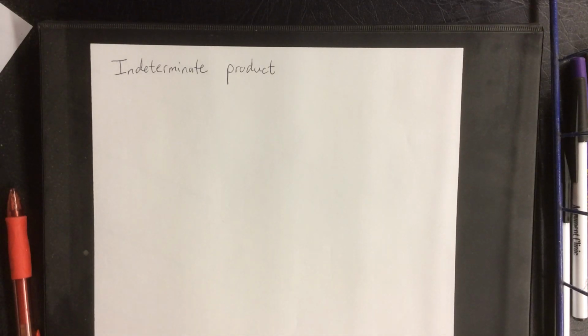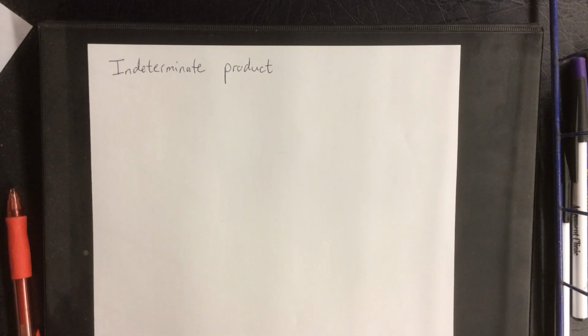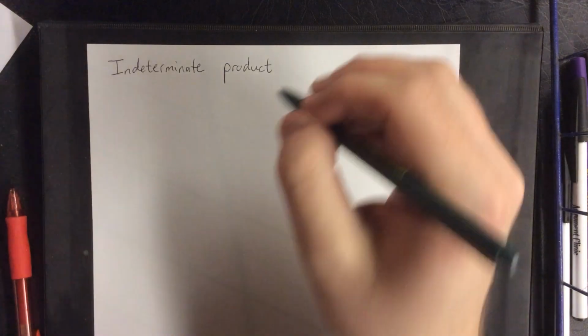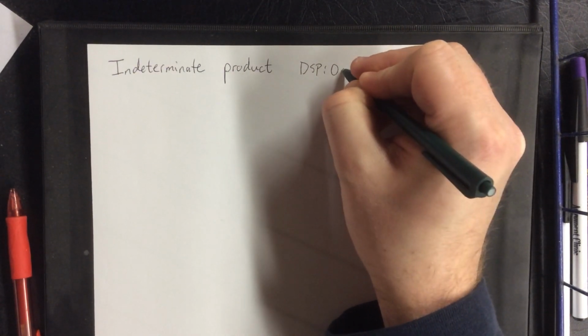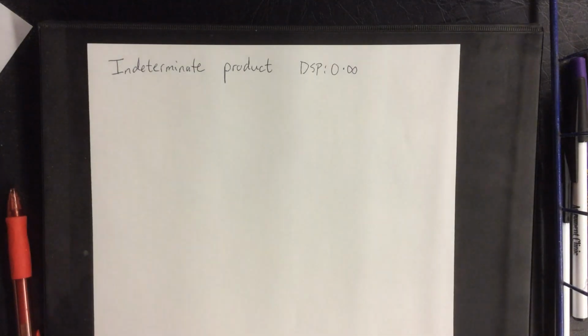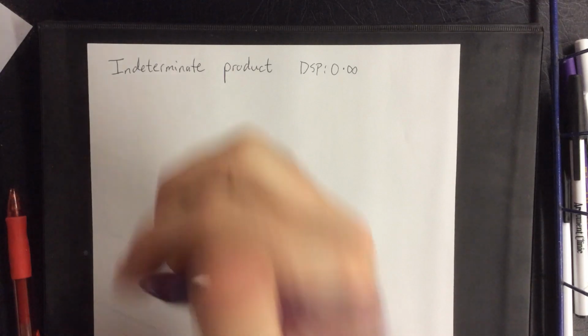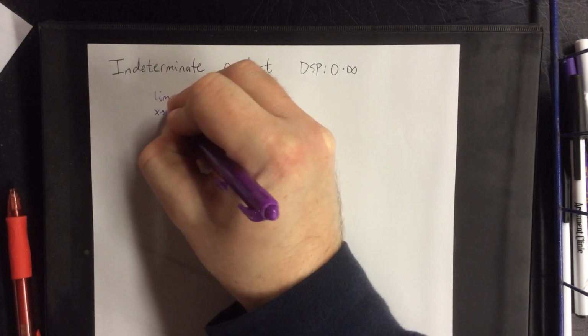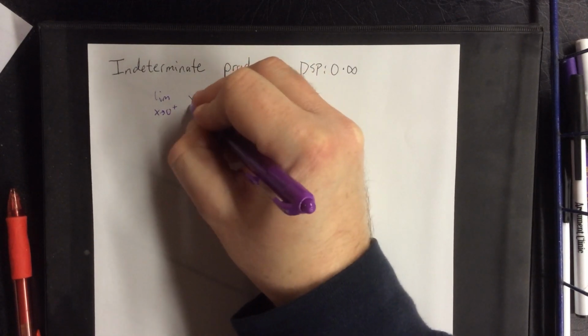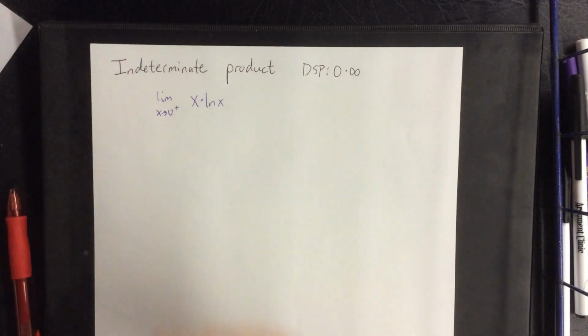So next topic for indeterminate forms is going to be the indeterminate product. An indeterminate product is something where you attempt to use the direct substitution property and you wind up with 0 times either positive infinity or negative infinity. An example of an indeterminate product would be something like the limit as x goes to 0 from the right-hand side of x times the natural log of x.